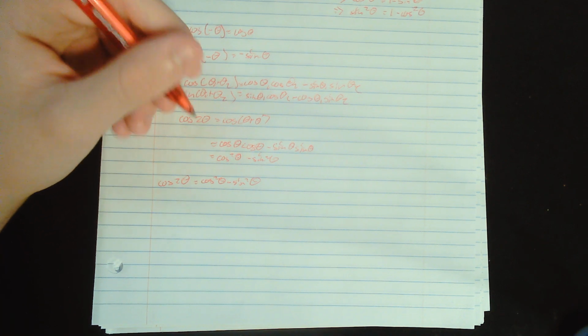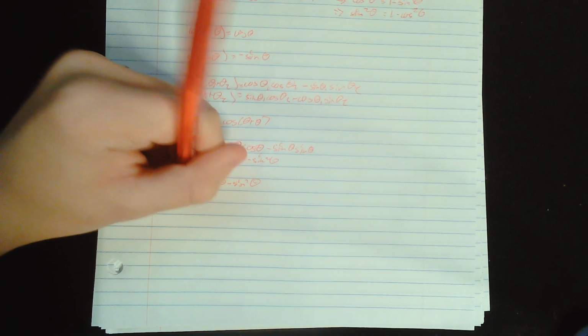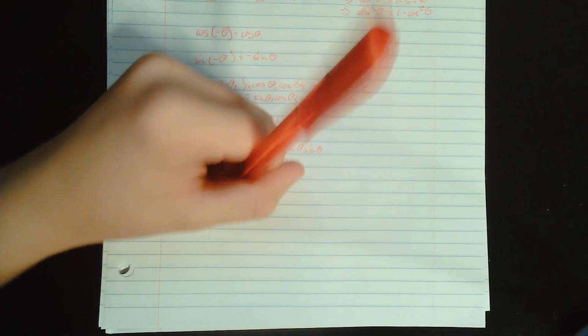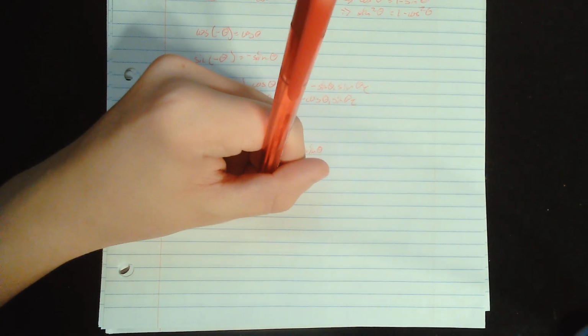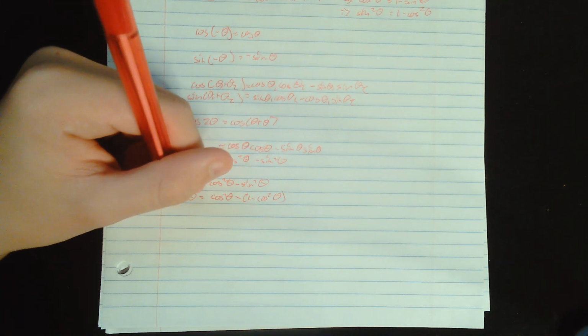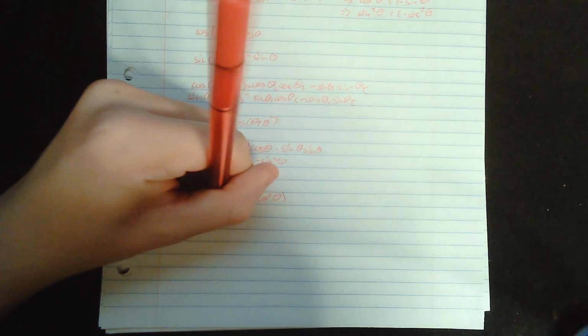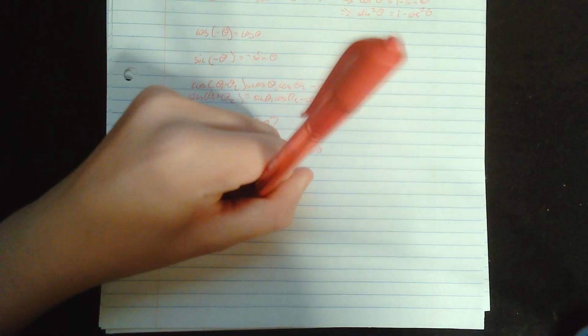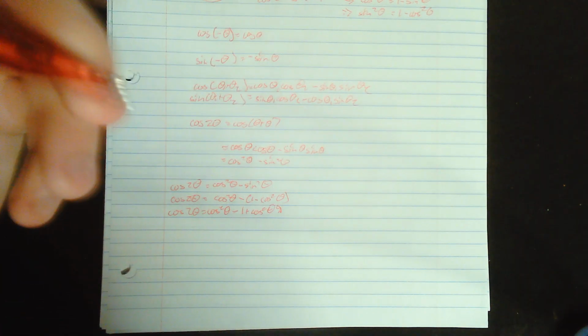So we can note by some of our earlier identities that the cosine of 2 theta is equal to the cosine squared of theta minus 1 minus the cosine squared of theta. We substitute the negatives, so we have cosine of 2 theta equals cosine squared of theta minus 1 plus the cosine squared of theta, like so.